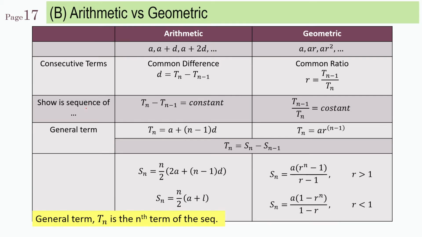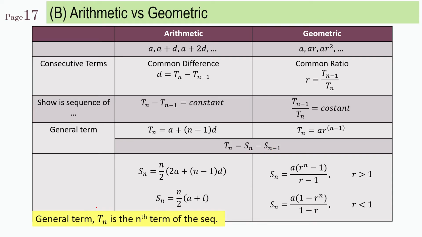If you want to show that a sequence is arithmetic, you just need to find that the difference between two terms is a constant. If the ratio is a constant, then it is geometric. The general term for arithmetic is A plus n minus 1 D, and for geometric is AR power n minus 1. The n minus 1 is the power. And for both, you can calculate your Tn by using Sn minus Sn minus 1.